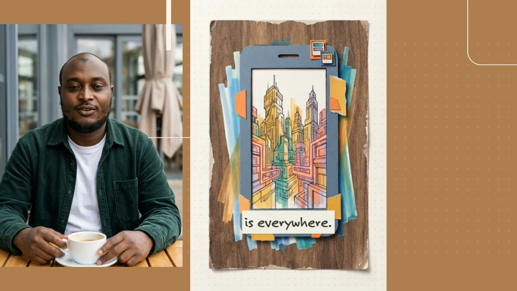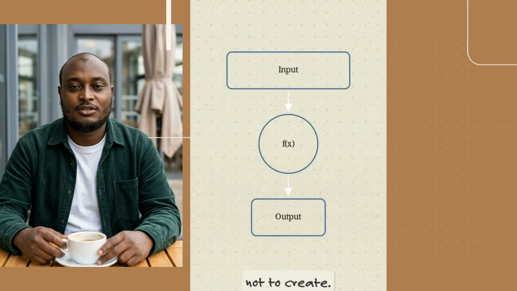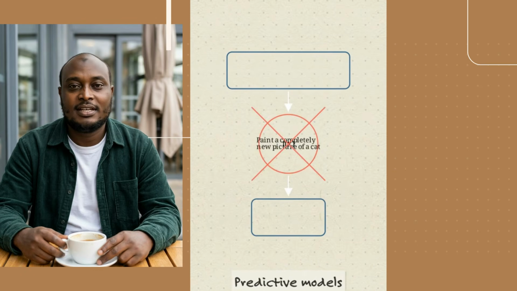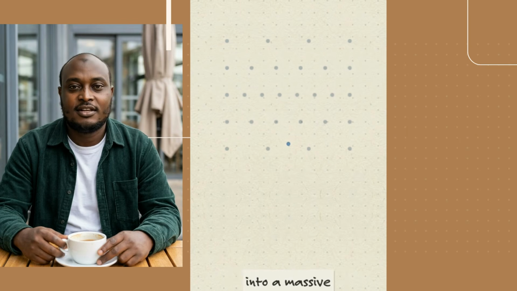Generative AI is everywhere, but what makes it fundamentally different from the AI systems we've used for years? Traditional AI was strictly predictive, built to make decisions, not to create. Feed it a photo, it identifies the visual patterns and outputs a single decision. Cat, but ask that system to paint a completely new picture of a cat and it fails. Predictive models can only categorize existing data. They cannot synthesize something original. To actually create, the architecture has to change.